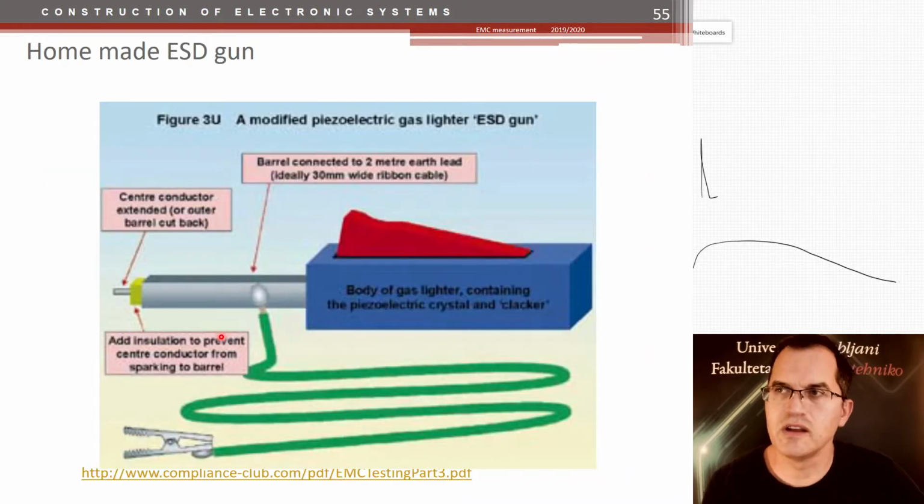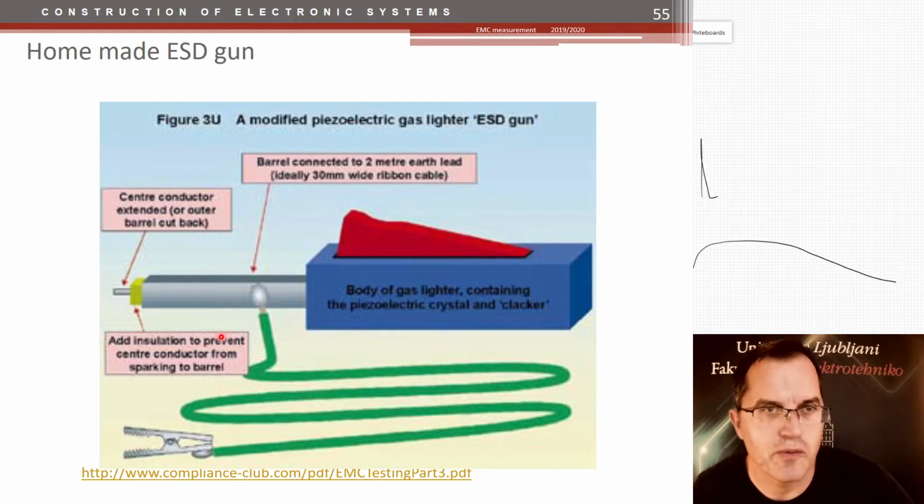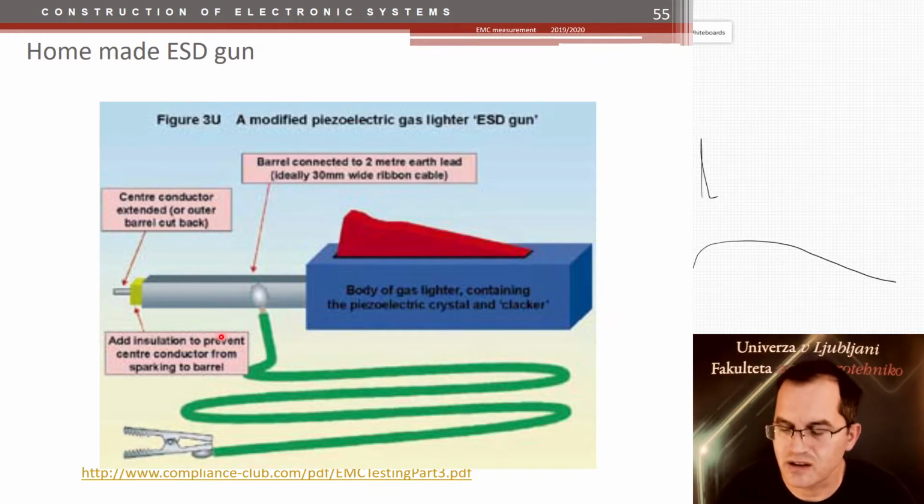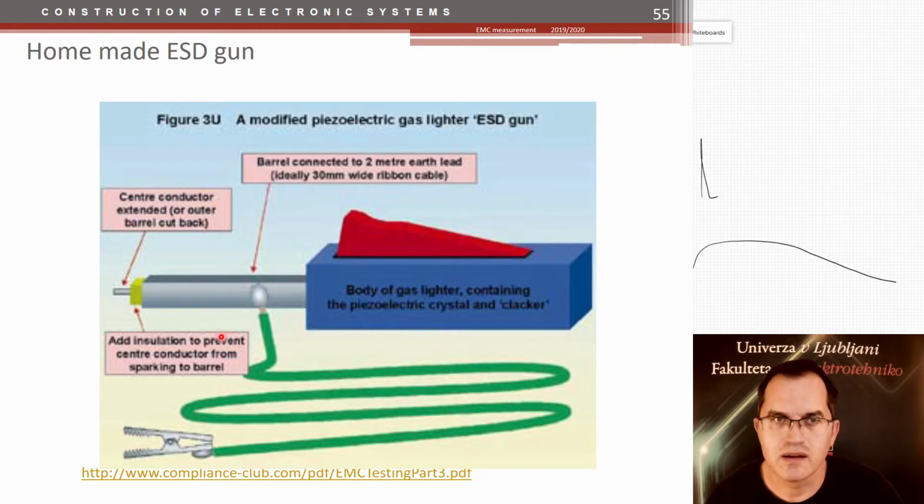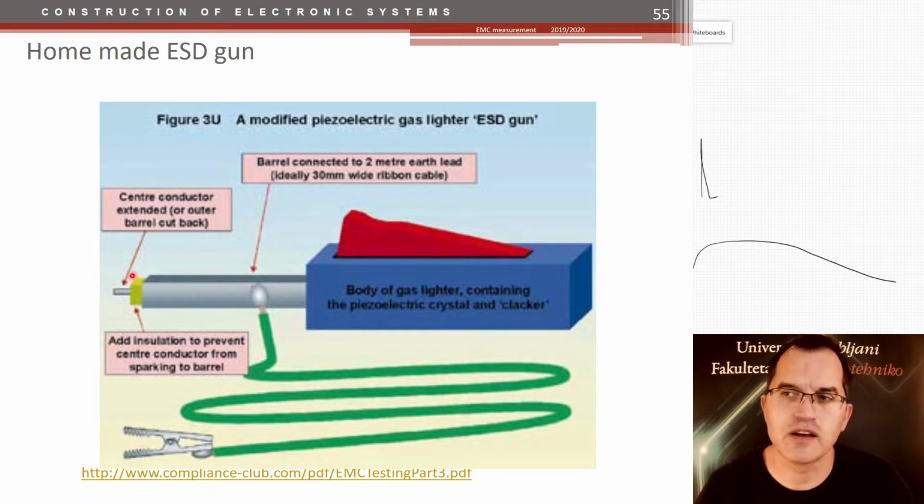Okay, continuing, you can make your ESD gun at home. You just take your cigarette lighter or a lighter for a domestic cooker for gas cooking, and you can ground it on one side and you can make a nice ESD gun, which is very powerful. I must say it's even more powerful than most of the guns you can buy. And if your circuit survives that, then you are, I would say, on the safe side.